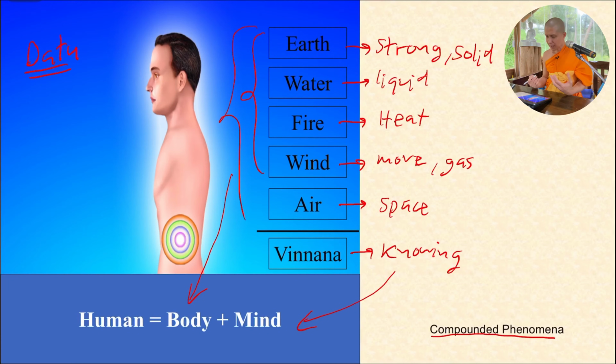If you think of a man with everything, with earth, water, wind, fire, air, but without the vijnana element, the knowing element, or the mind, what is the body without the mind? It's a dead body. It's a corpse. It doesn't move, doesn't eat, doesn't run, doesn't do any work. So it's a dead body.